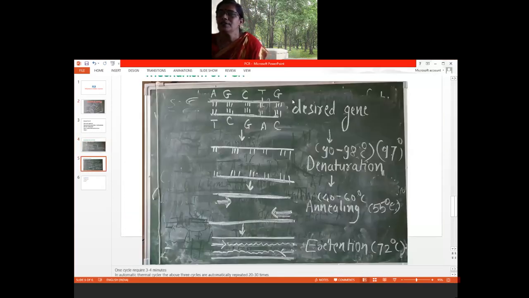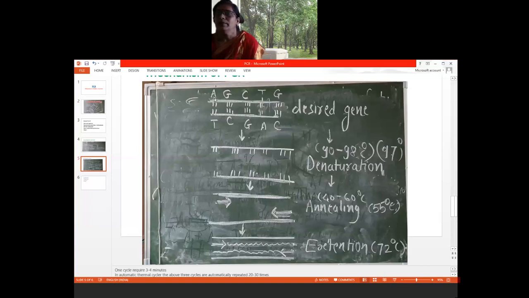This is the desired gene, which is to be cloned or amplified. A number of copies are produced from that gene. So this desired gene is mixed in the above solution. Then at 97 degrees Celsius, in the new syllabus it is given as 90 to 98 degrees Celsius, denaturation takes place. Denaturation means the single stranded DNAs are produced from the double stranded DNA.